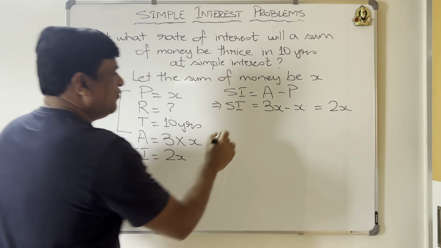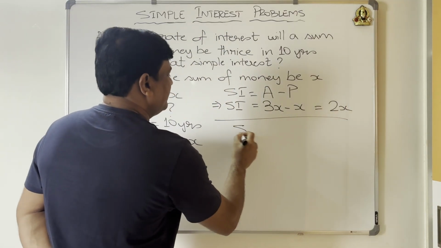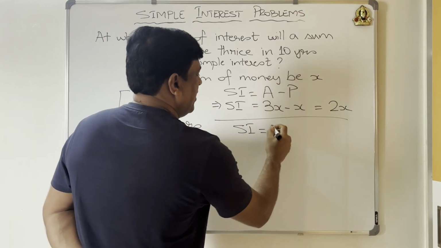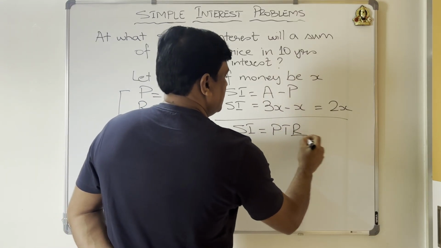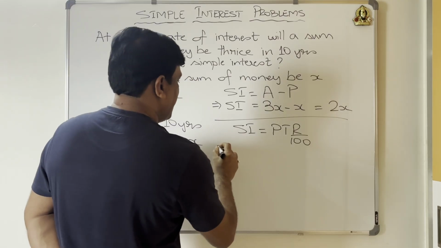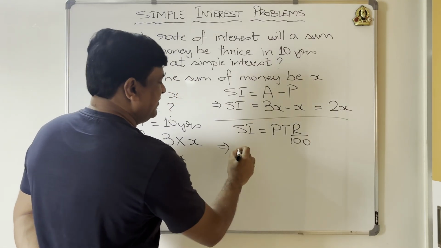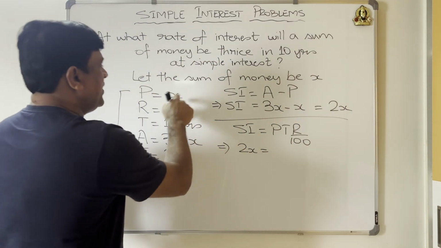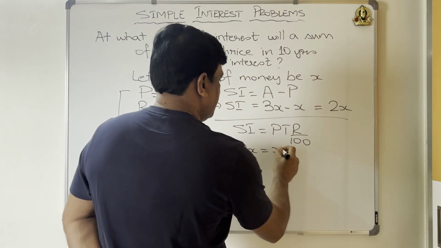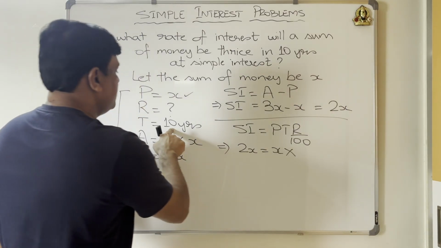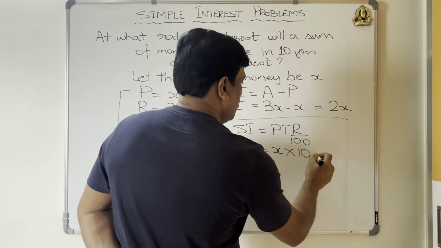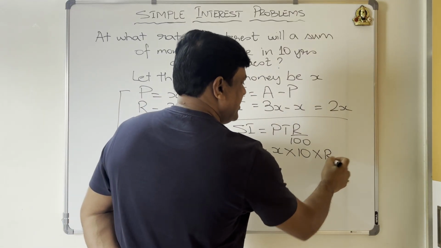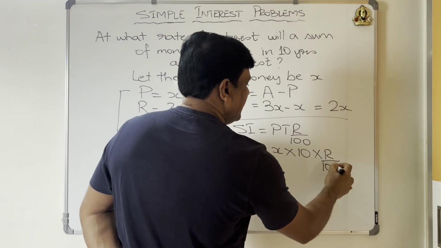Next up, what do we know? We know that SI is equal to PTR by 100. Can we plug the values, whatever we have? You have SI is equal to 2x is equal to, what is your P? P is x times, what is your time? 10 years. Okay, I don't have the rate. I need to calculate the rate, so I'll leave it as R.